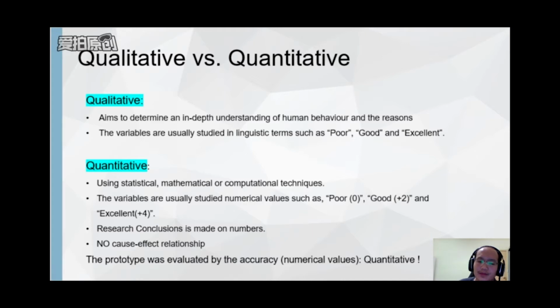Also, no cause-effect relationship can be proved using this type of method. Because the prototype we produced is usually evaluated by accuracy, the ratio, like how many percent accurate, these numerical values prove that this research will be quantitative.